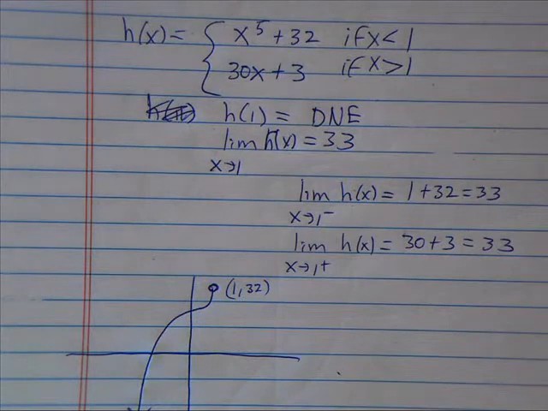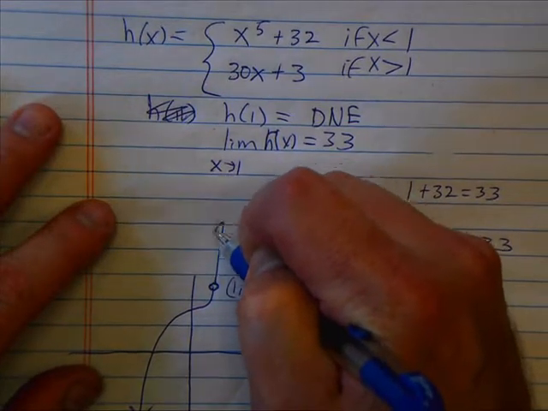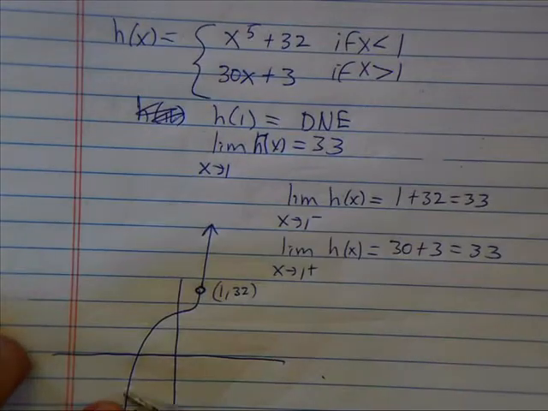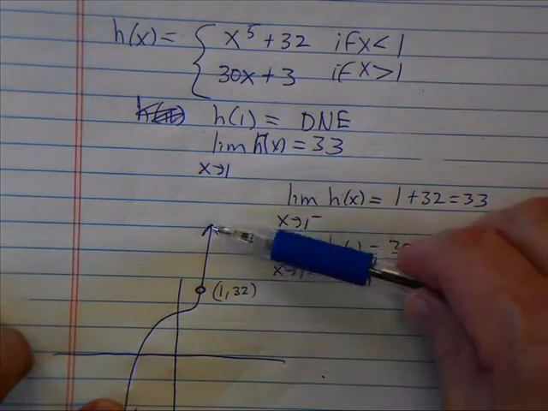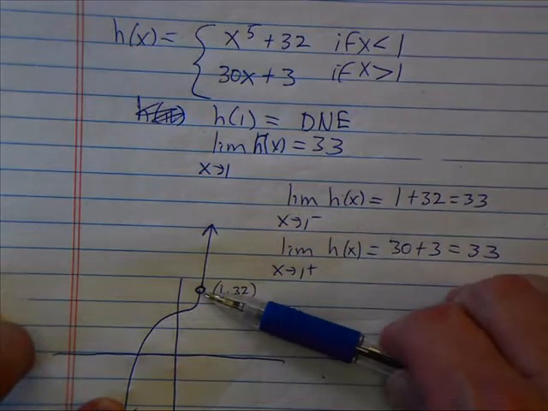And how about 30x plus 3? What does that look like? That's a line. The slope is really steep. The slope is 30. So that's going to be a line. It's going to be really steep. But you can see what's happening in the picture. What's happening is this part of the graph and this part of the graph are coming together right at the same point.